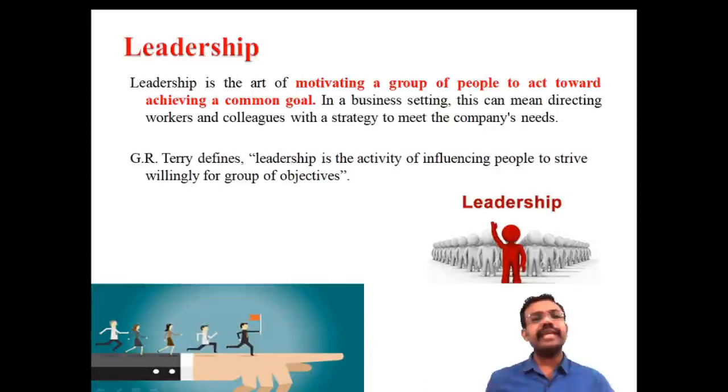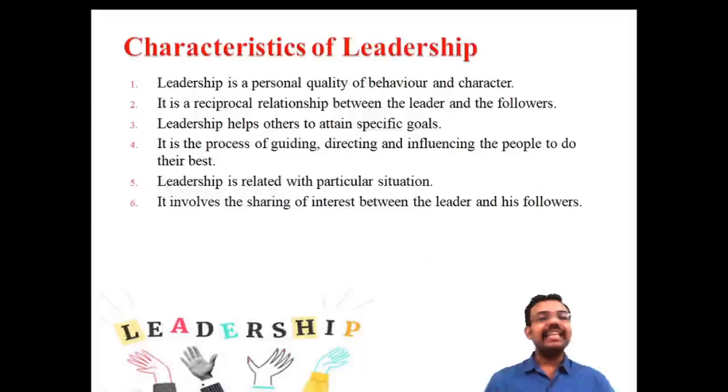Definitely, leadership is like an art. Suppose you are a leader, you have a lot of qualities, and you are instructing and inspiring your subordinates to achieve the organization goal. The term is known as leadership. Okay, and from the leadership point of view, what are the important characteristics?